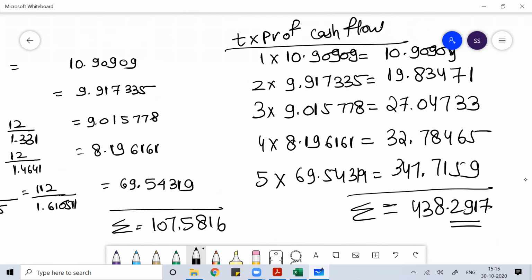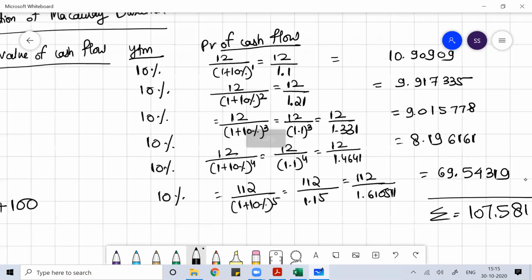Clear? Anyone have any doubt? Do this calculation.